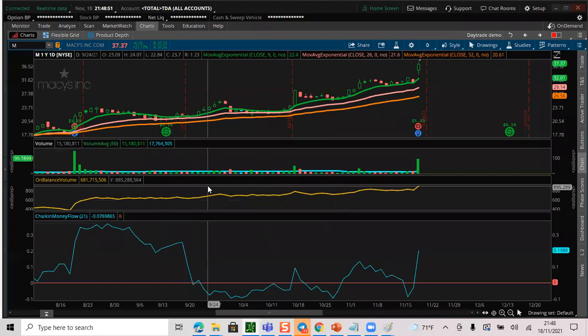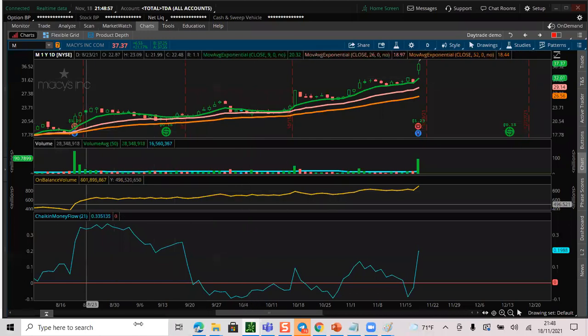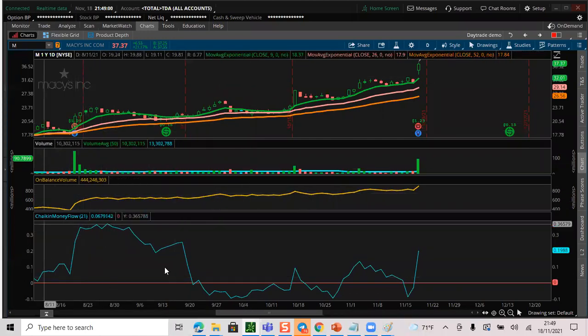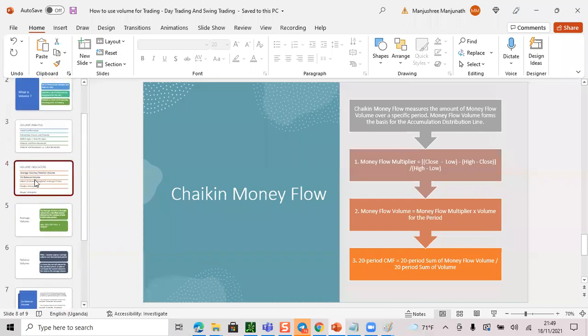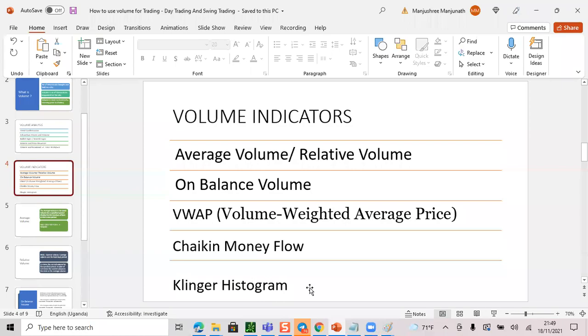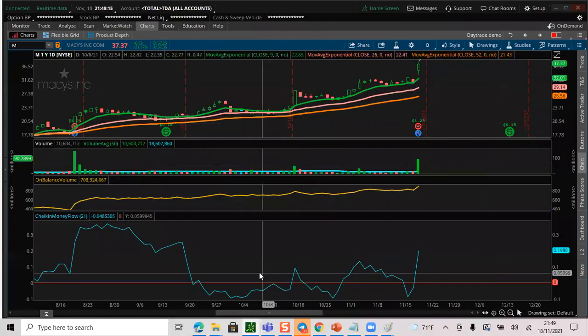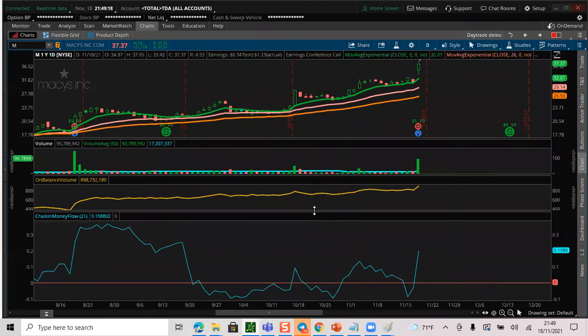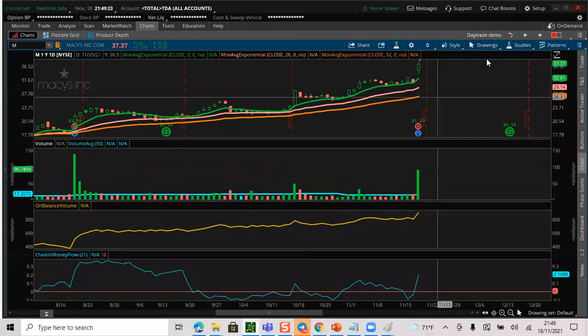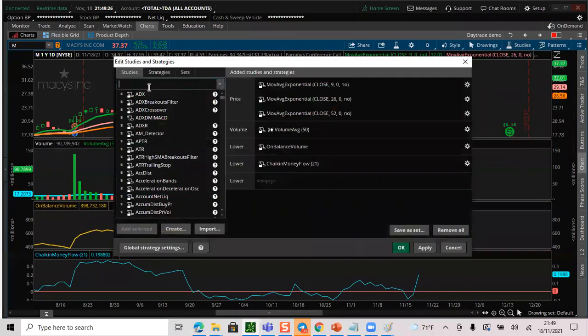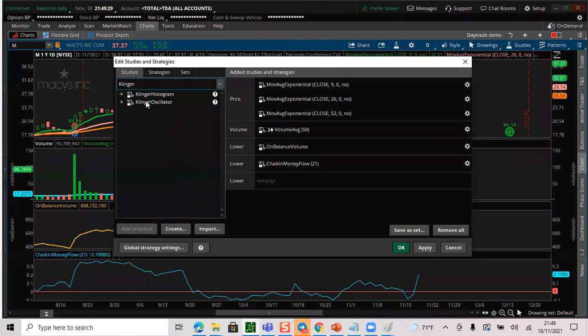Okay, now if you are confused and you really don't want to read both of these volume indicators, there is one more indicator. It's called Klinger histogram. Especially a newcomer who doesn't know anything about these stocks, when to buy and when to sell, you can just follow this simple but very effective indicator, I would say, the Klinger histogram.